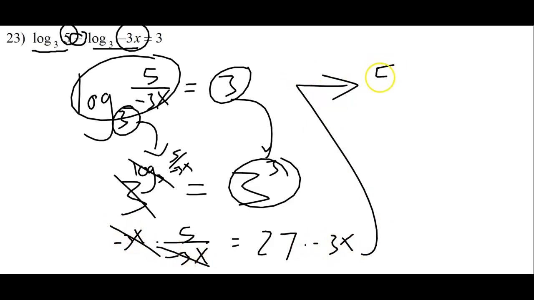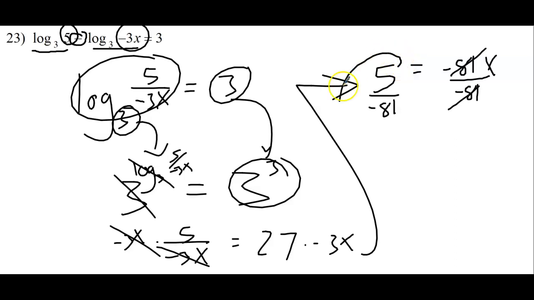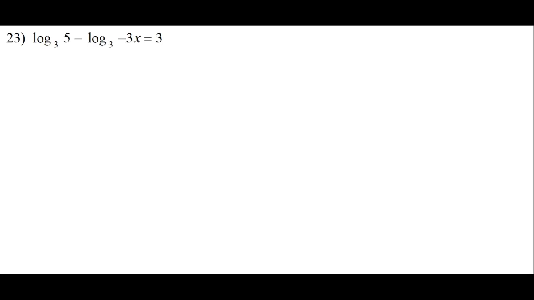On the left side, those cancel, leaving me with 5. And on the right side, I'm going to end up with negative 54, I think is what that would be. No, sorry, it's going to be 81 actually. Right? I think so. Let me check on that just a second. Negative 81x. And then you just divide both sides. And once again, not really much of a need to check your domain with this type of problem because once again, you don't have a log on both sides of the equation, and neither did I end up getting a quadratic, so we're good to go. Let's go ahead and move on to number 24.